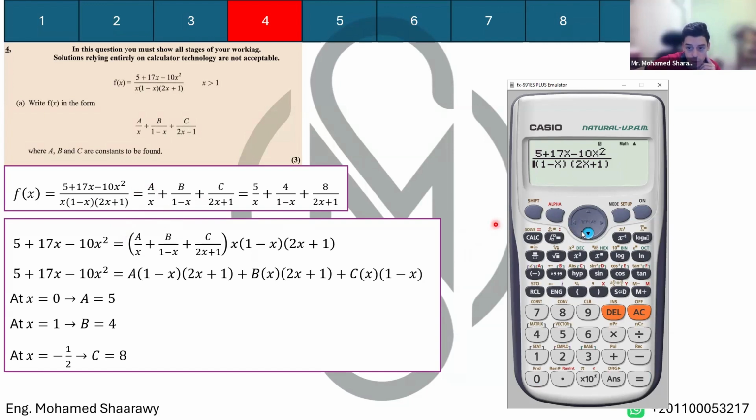Okay, let's try it with b. But first, let me rewrite this first. Okay, what's the denominator of b? It's 1 minus x, right? Okay, let's first hide 1 minus x, like this. And then substitute x with 1, which is the value which makes this denominator equal to 0. So solving this with 1, it gives me 4. So this is correct. Repeat it with c and you'll find it correct also.